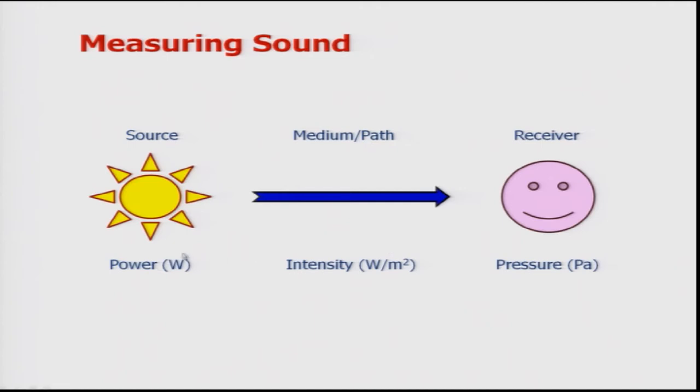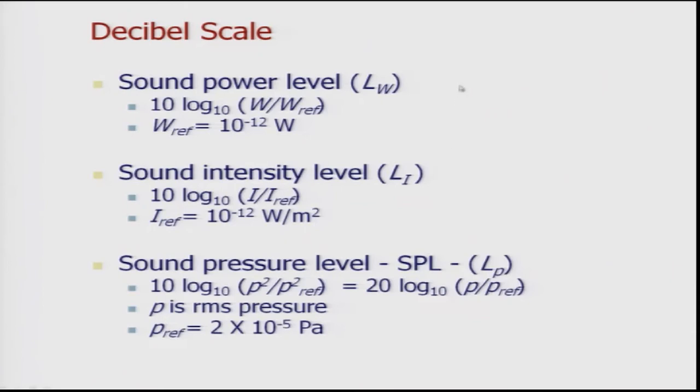In regular units, sound power level could be expressed in watts. Sound intensity level is watts per square meter, and sound pressure level is pascals. But this is for a linear scale, and a linear scale, we have seen, we cannot fit on a small piece of paper. So, to express power level, intensity level and pressure level, we have a decibel scale, and this is what the decibel scale is all about.